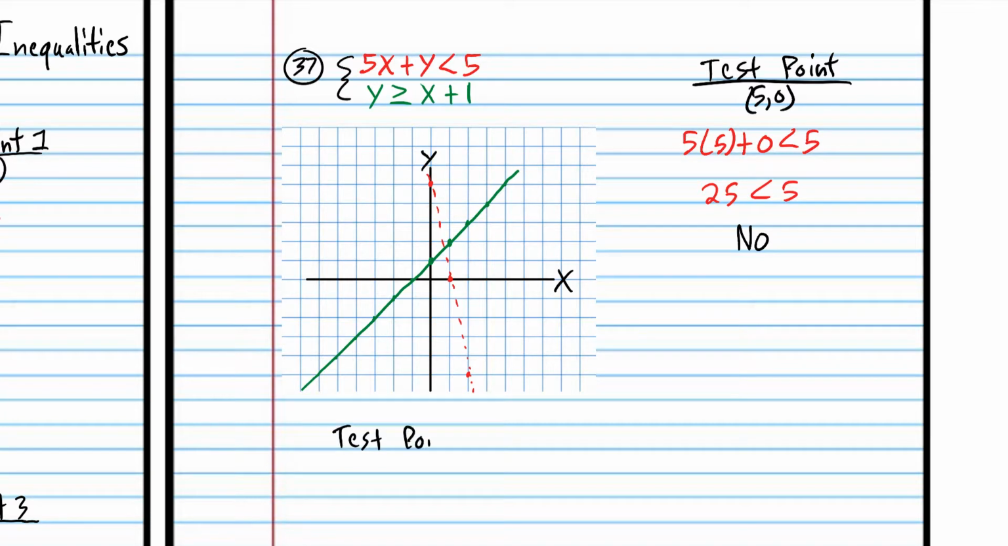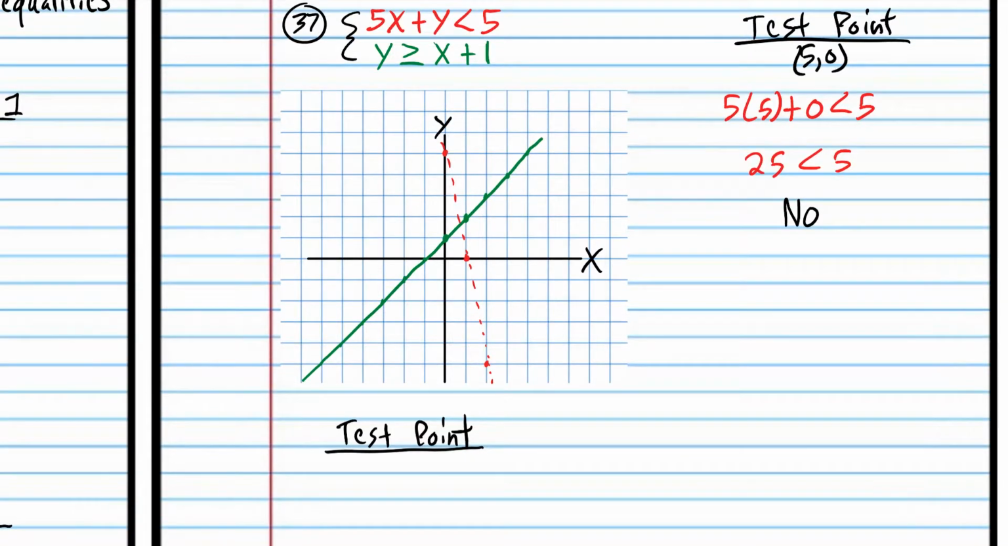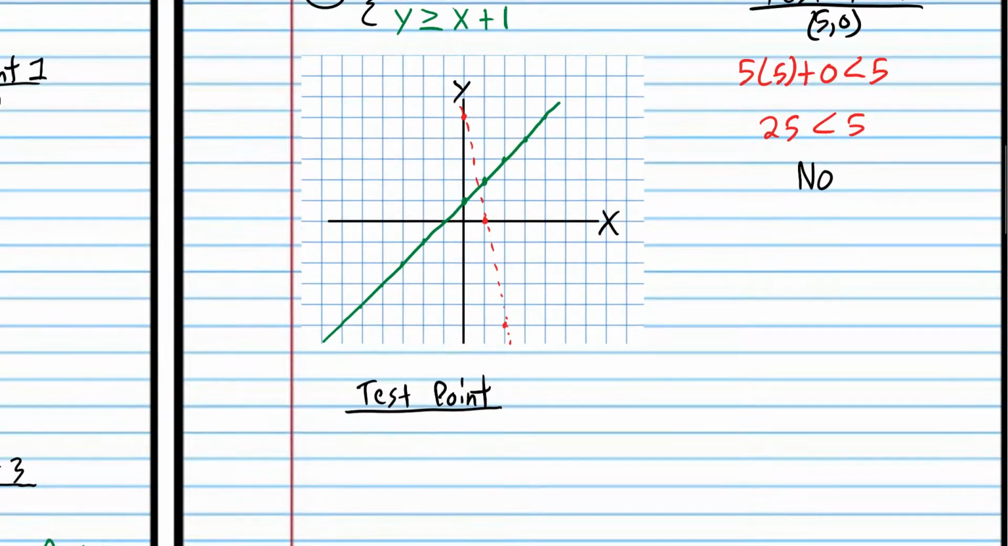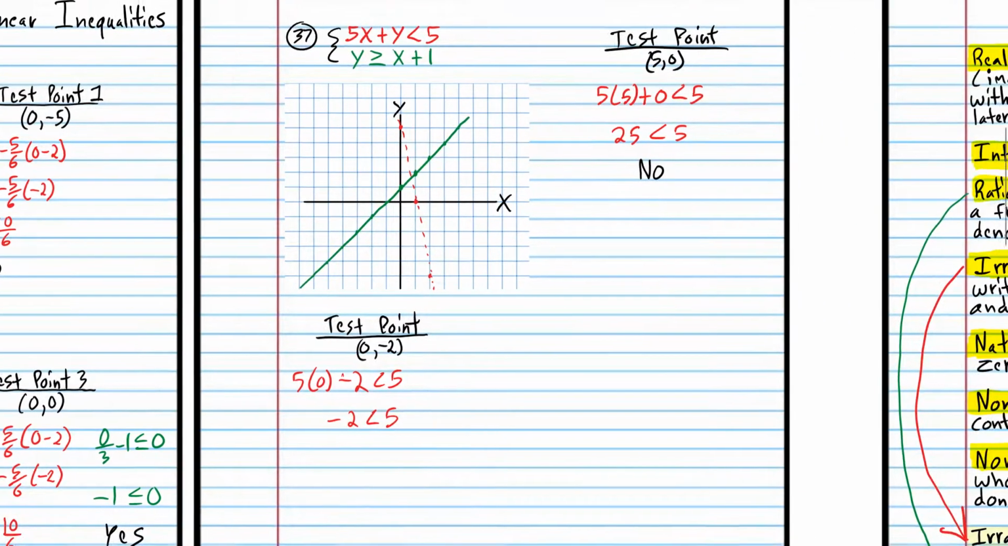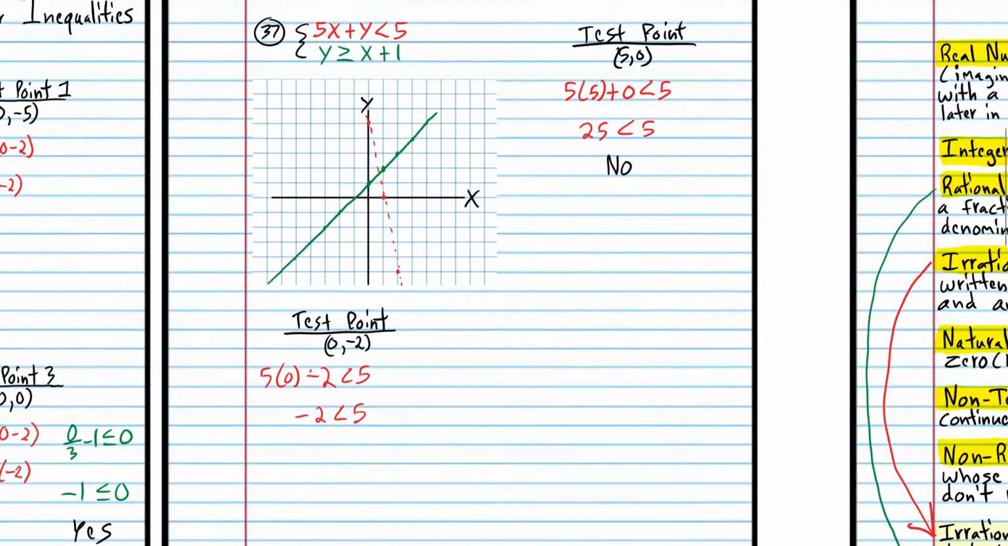So test point, and what should we try now? Let's see, how about 0, negative 2? All right, so 5 times 0 minus 2 is less than 5. And, you know, you can do a lot of this in your head. I'm just showing the work for you. You can see that that actually works.